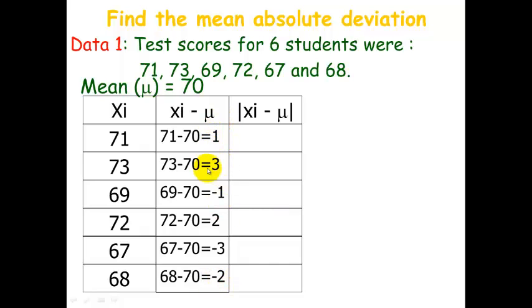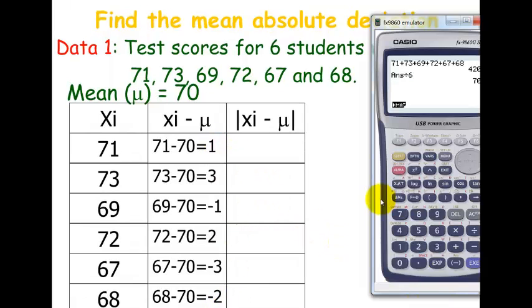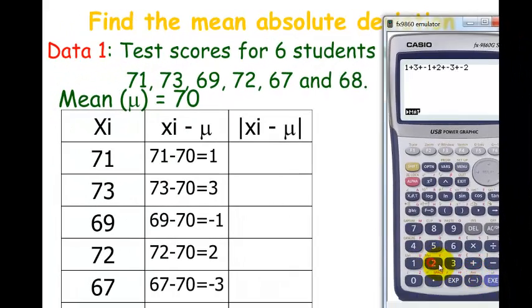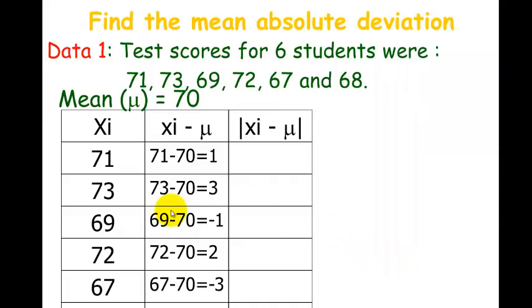Once we get the average of this deviation from the mean, the result should be equal to 0. So I have 1 plus 3 plus -1 plus 2 plus -3 plus -2 is equal to 0. And if you take the average, 0 divided by 6, the result is 0. And as what I've said earlier, the average deviation from the mean is always equal to 0.